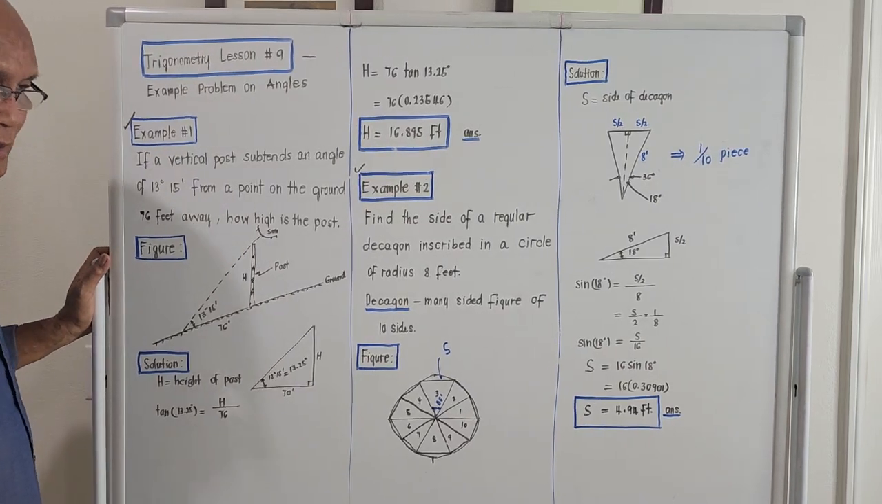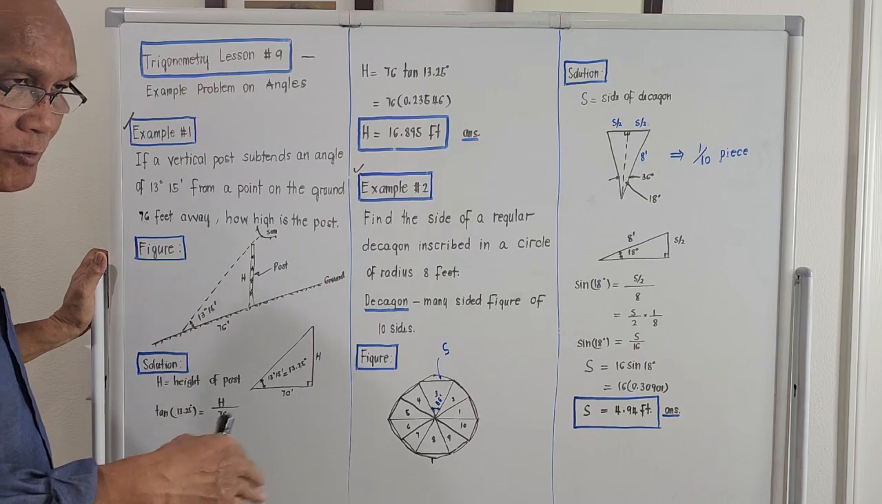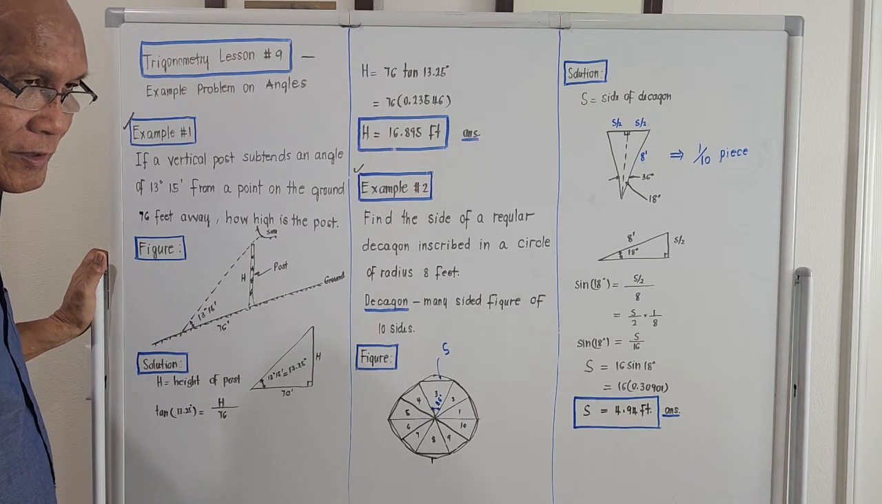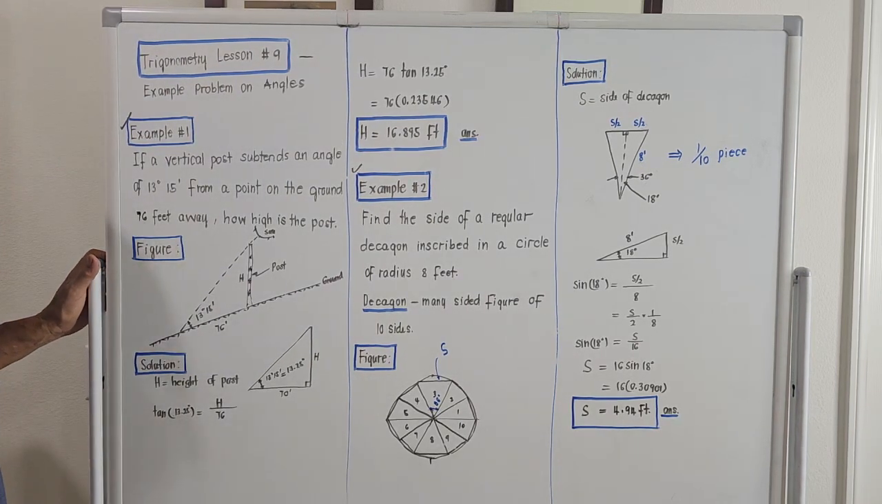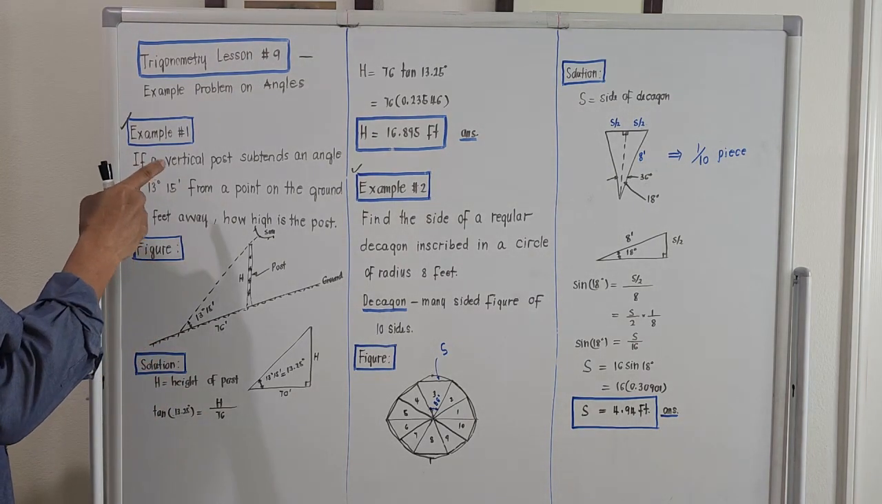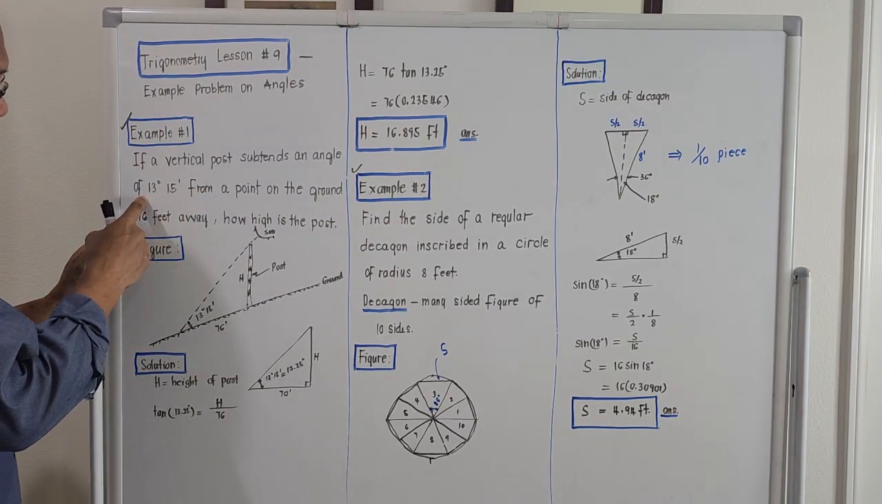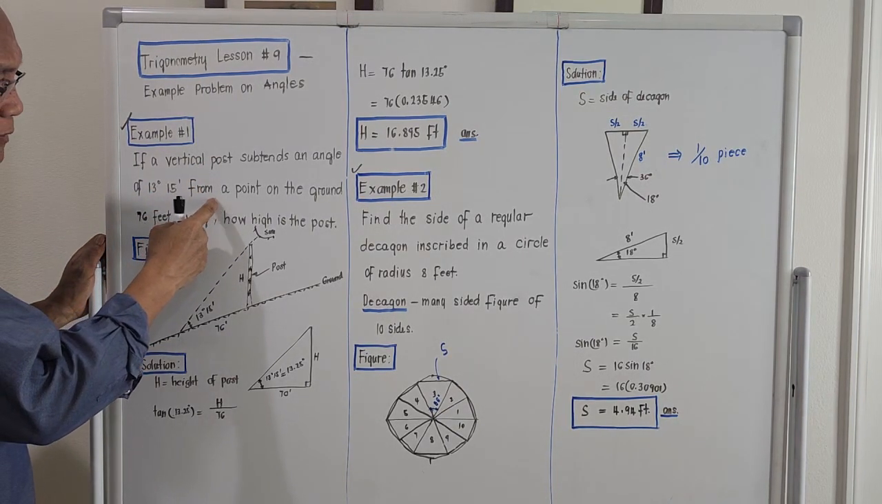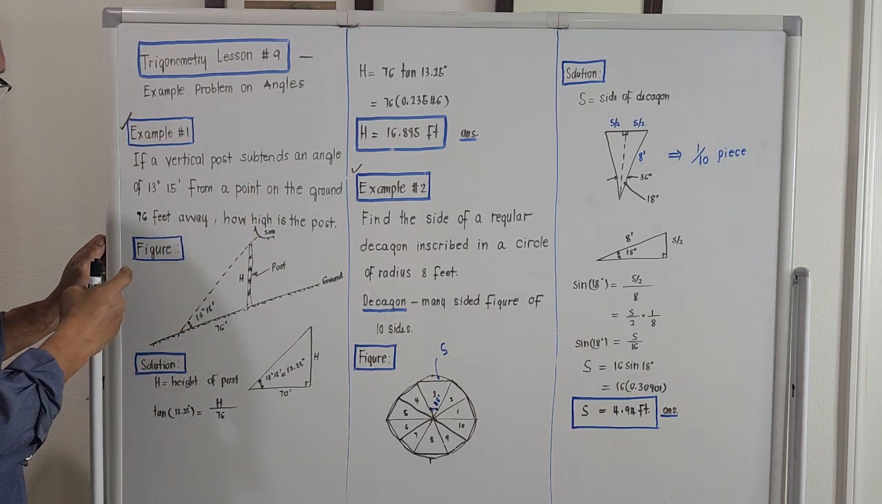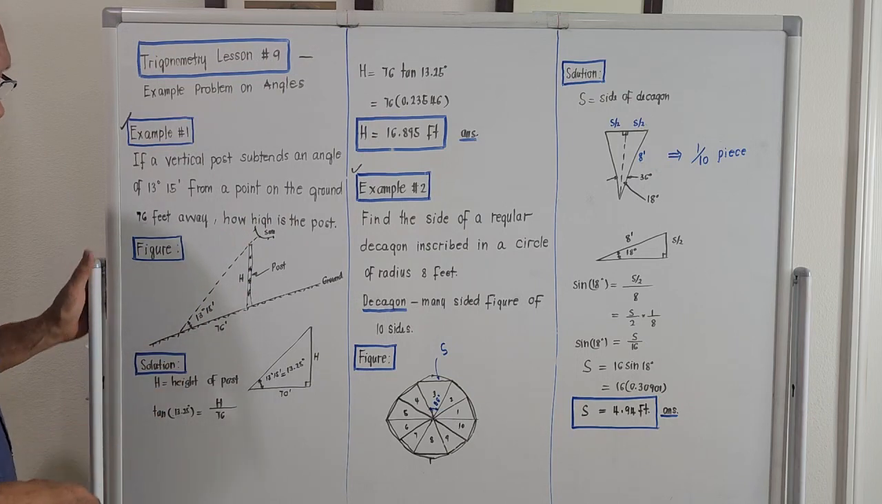We'll just apply our knowledge of the so-called definitions of trigo functions, if we could recall them. I will try to read the problem. Number 1. If a vertical force subtends an angle of 13 degrees 15 minutes from a point on the ground 76 feet away, how high is the force?